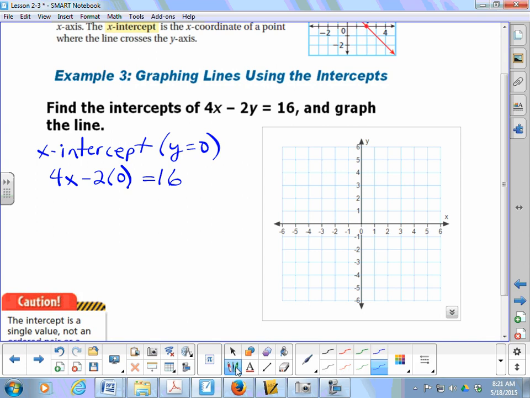So what do I get when I multiply by 0? 0. So the nice thing about this is that part's always going to be equal to 0. So we get 4x equals 16. So x is equal to 4. All right, so there's my x-intercept at 4.